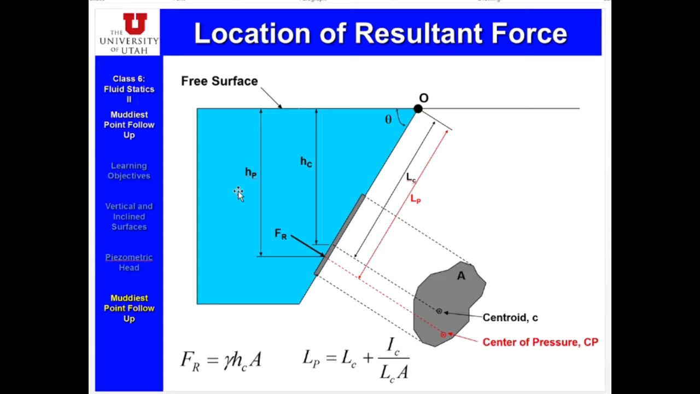H sub C is the vertical distance from the water surface to the centroid of the submerged object that we're looking at. H sub P is the vertical distance from the water surface to the center of pressure. And that location of the center of pressure is representative of the location where the resultant force acts. You would use this location if you were summing the moments to figure out how much tension perhaps is required in a pulley to open a gate.